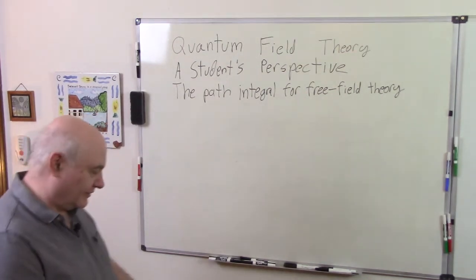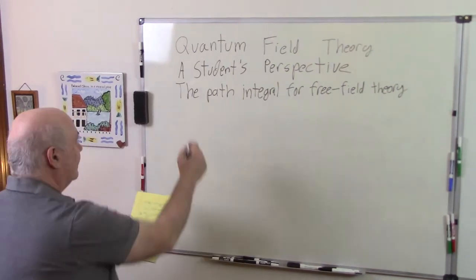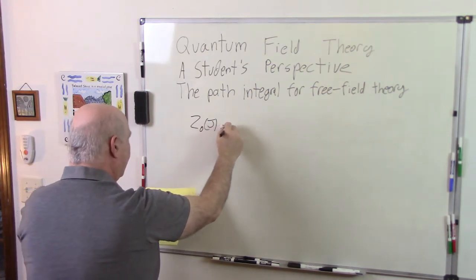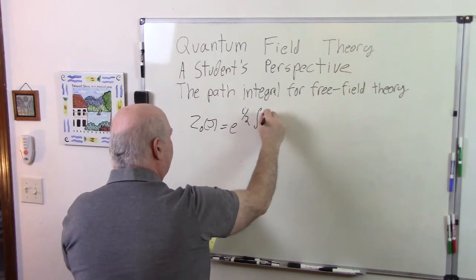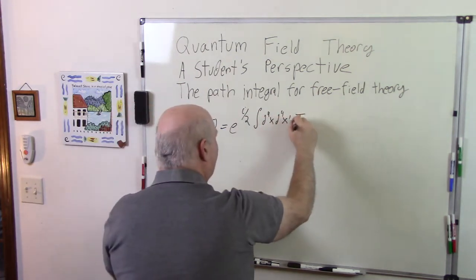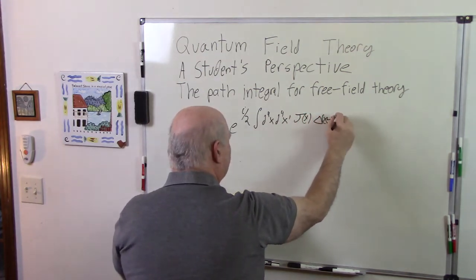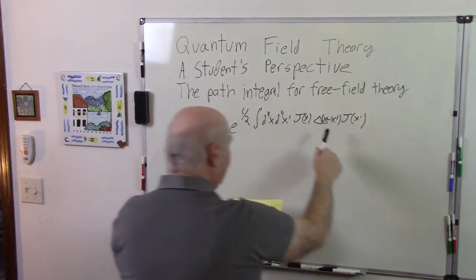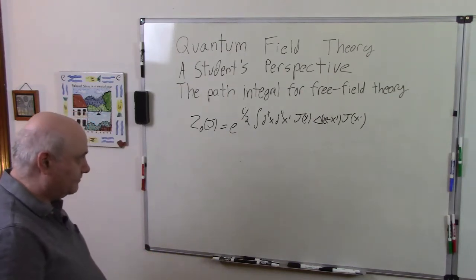Hi, welcome back to this final video on free field theory, the path integral. So we've established the formula Z0[J] is equal to e^{(i/2) ∫ d⁴x d⁴x' J(x) Δ_F(x − x') J(x')}, and this is the Feynman propagator. I won't rewrite the definition again.